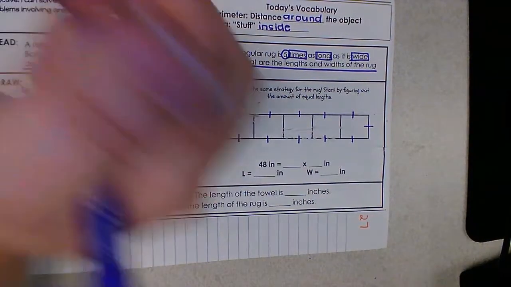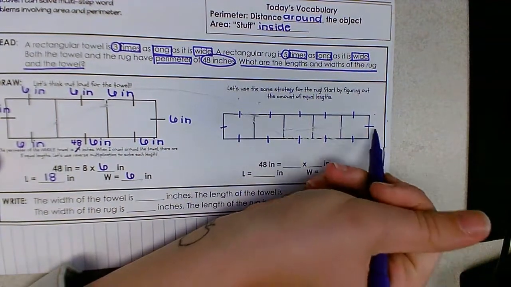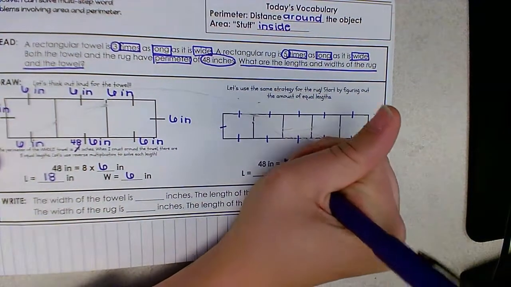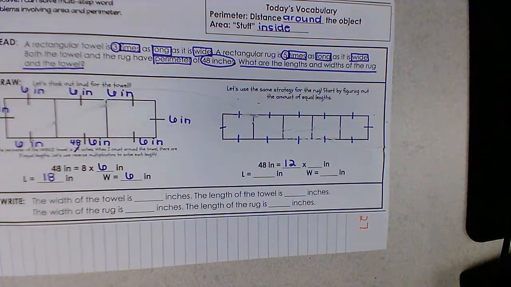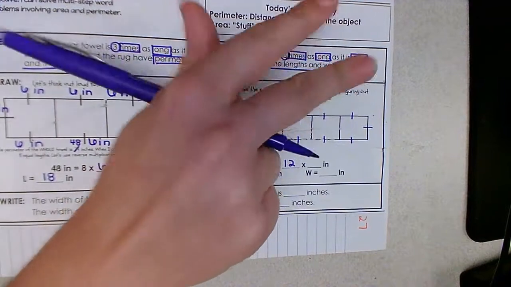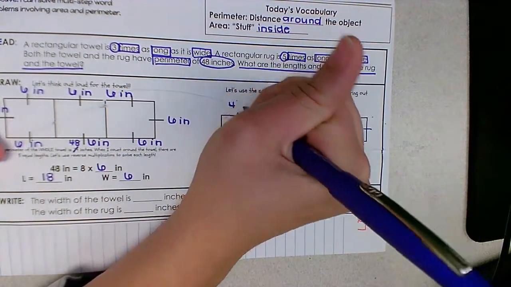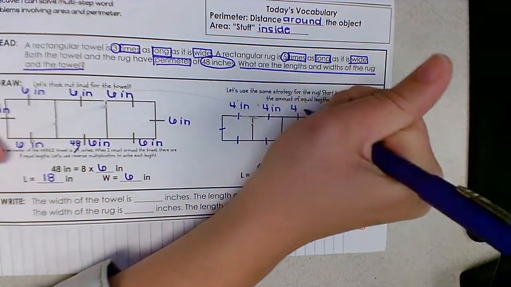All right, now let's count them up. 1, 2, 3, 4, 5, 6, 7, 8, 9, 10, 11, 12. There are 12 groups. To figure out how many inches are in each equal length, we're going to do reverse multiplication. 12 times what equals 48? 12, 24, 36, 48 is 4 groups, which means each of our equal lengths is 4 inches.